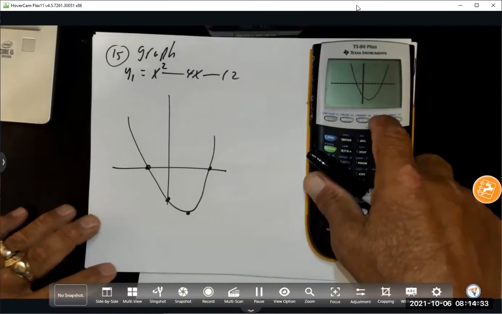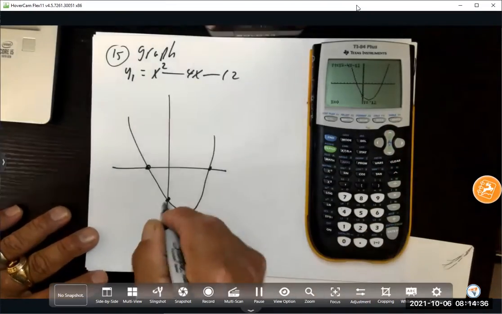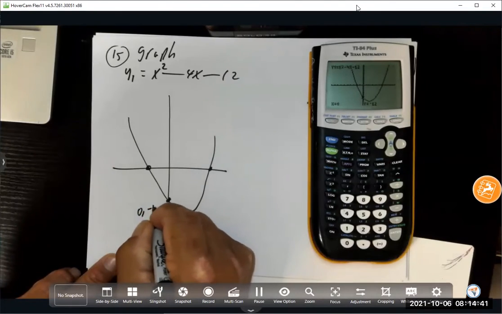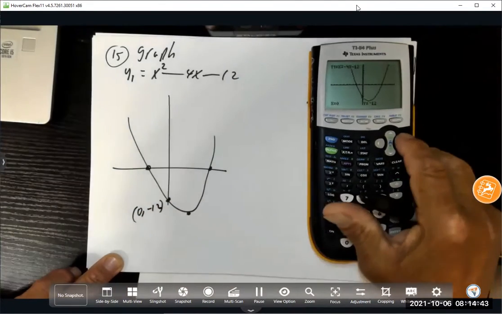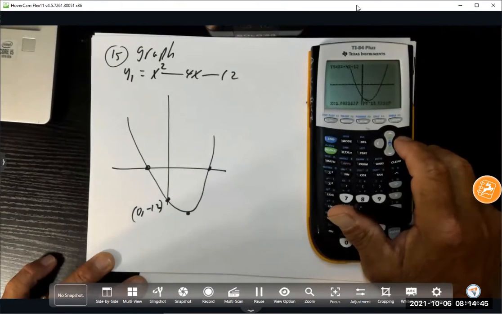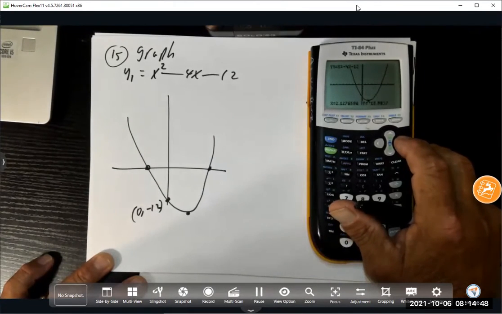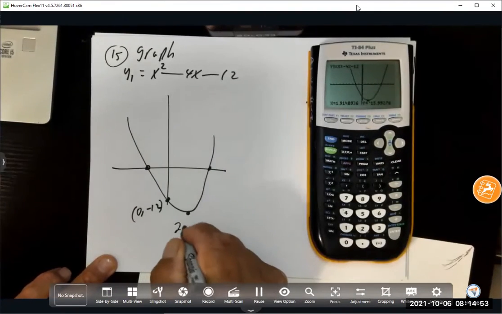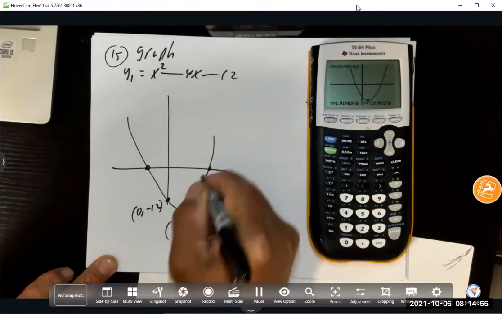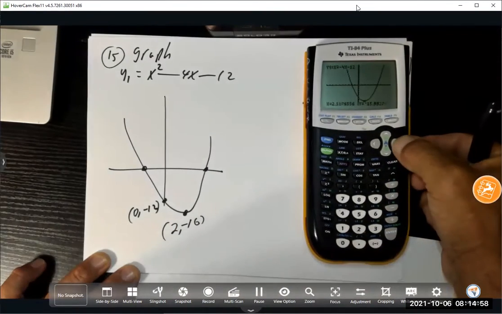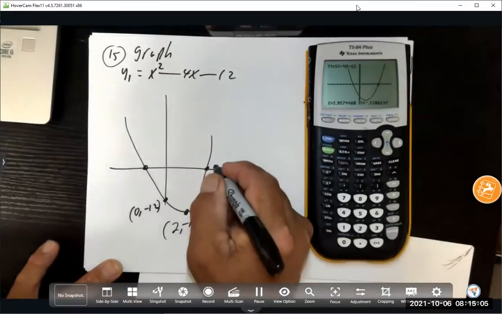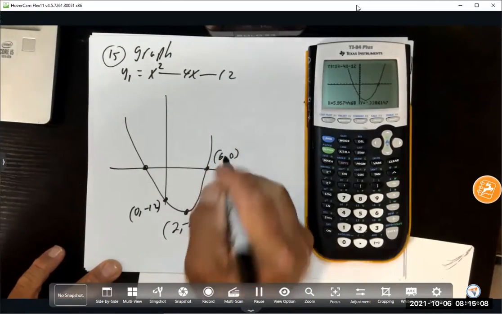All right, so trace means you need to find out what these numbers are. It says that this one here is 0 and negative 12. If I go to the right like this, that hump on the bottom right there is like a 2 and negative 16. So this one here is gonna be 2 and negative 16. And then this one over here, if I keep going to the right, all the way to the right is gonna be 5.9, like a 6. This is gonna be 6 and 0.